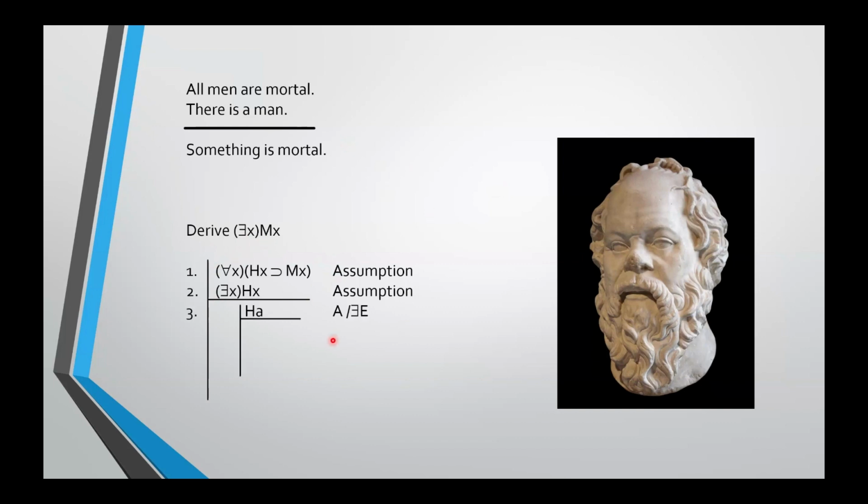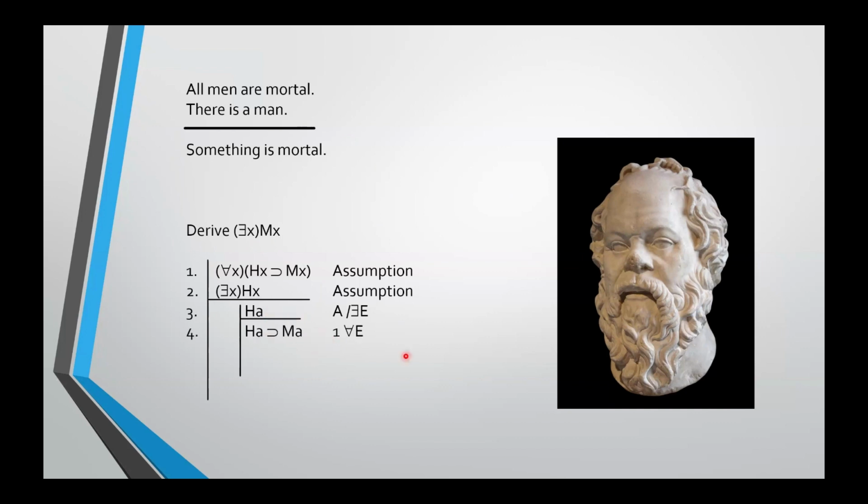Step one, we will use existential elimination. We'll just introduce a constant A. We could have used any other one because there are no constants in our assumptions here, so any of them would have been fine. When we cite this, we cite it as an assumption for existential elimination, because of course we don't know that A is human. We're just assuming that for the sake of this subderivation.